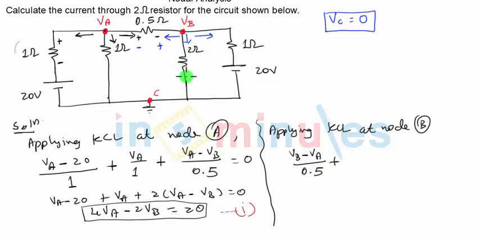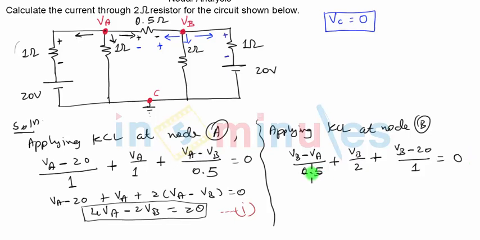There is no battery in this branch, so it will be simply VB upon 2, plus the current through 1 ohm resistance in downward direction will have the drop plus on this side, minus on this side. So when I take the total potential difference, it will be VB, and on negative polarity side we have 20 volts, so it's VB minus 20 divided by 1, equal to 0. So we have taken all the 3 outgoing currents. We did not define any incoming current, and hence right hand side is 0.